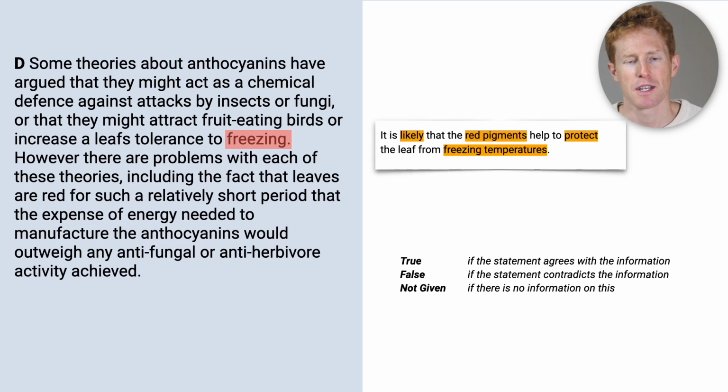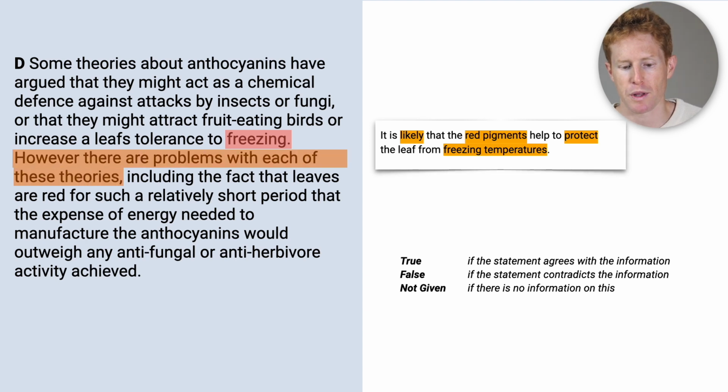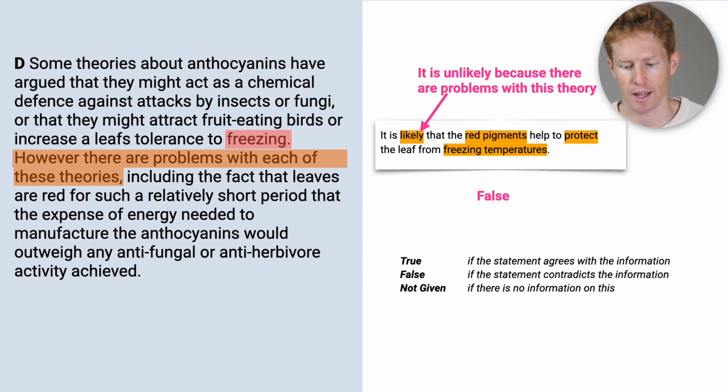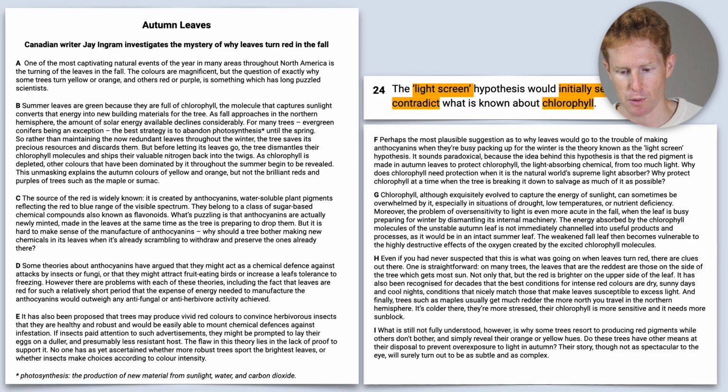Okay, take this sentence and decide true, false, or not given. Try that yourself now. Okay, I think the answer is here. However, there are problems with each of these theories. So if there are problems with each of these theories, then the answer must be false. It isn't likely, it is unlikely, because there are problems with the theory. So red pigment does not help protect the leaf from freezing temperatures. It is unlikely. We now move on to 24.